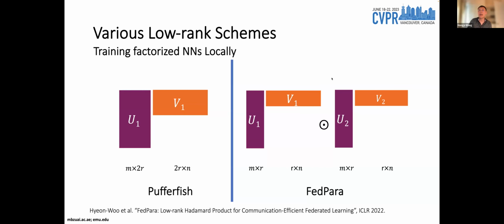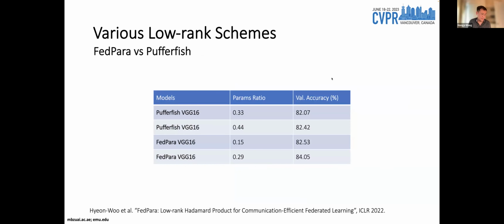It turns out that by doing that manipulation of the specific low rank factorization scheme, FedPara can achieve a better compression ratio here. The model ratio, basically lower is better, is the ratio compared to the full rank model training, and it can also achieve better accuracy.